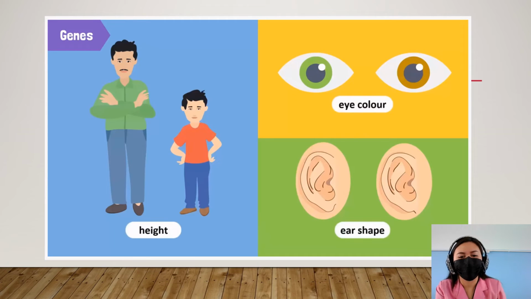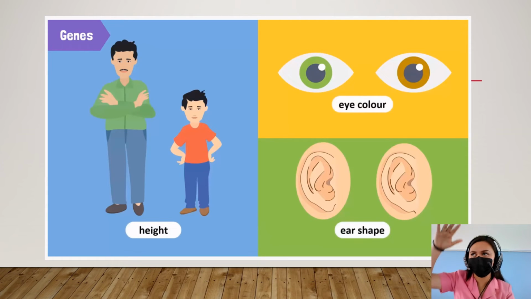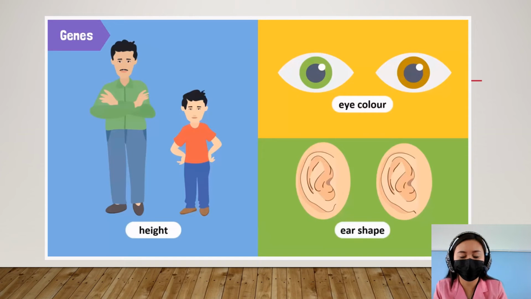Okay, so genes. So look at this one. We can get the traits or the genes from our parents, like height, how tall you are, if you are tall or short. Eye color. Maybe we can get eye color from our father, our mother, like brown, gray. Like Americans, some Americans have really blue colored eyes and some have gray eyes. Also ears. The shape of our ears.